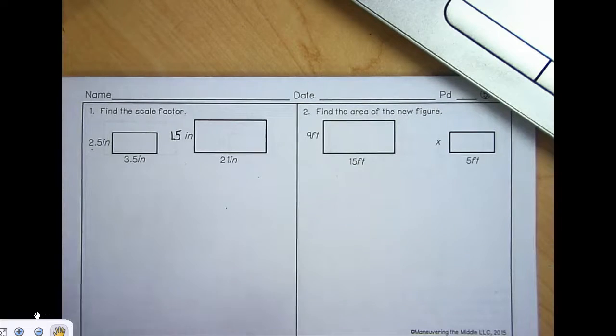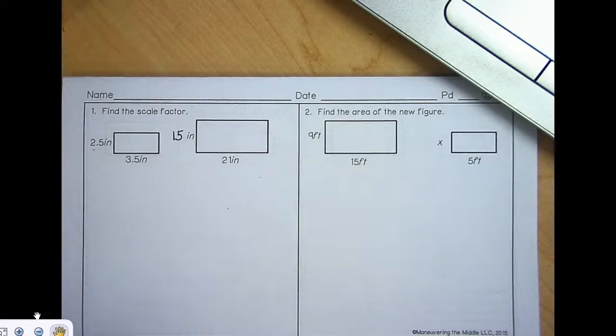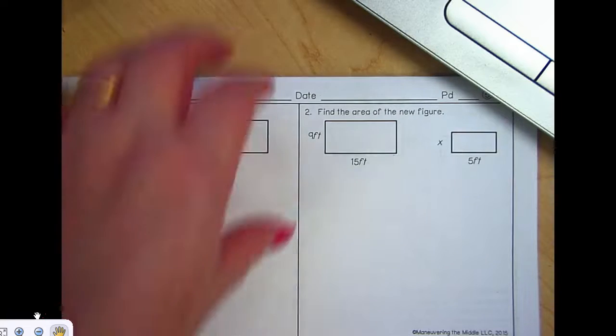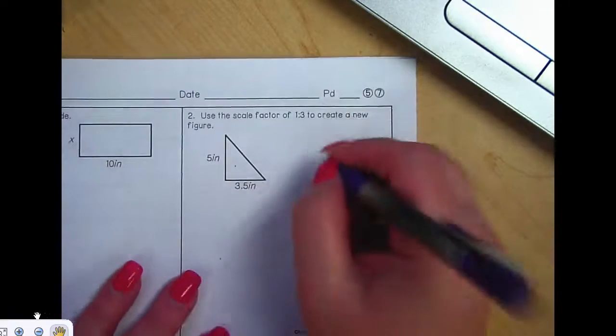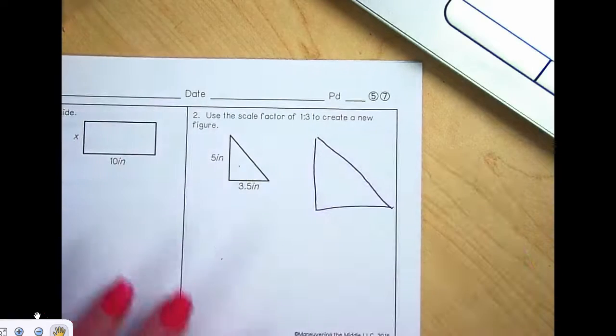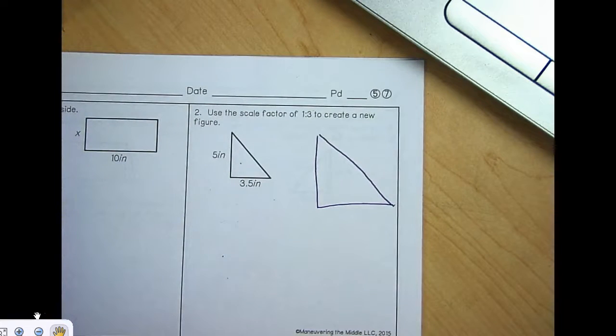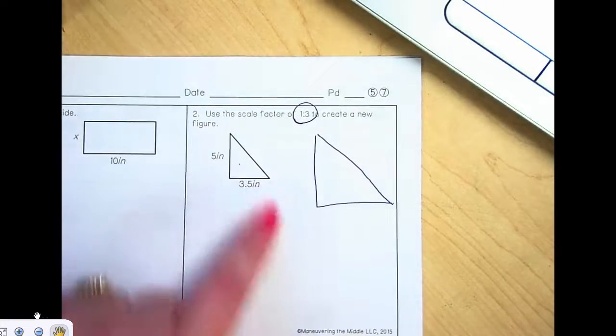What are we doing to the dimensions of this one to get the dimensions of that one? Anybody know? So we're having a little bit of a struggle thinking about this one. Let's look back at this. So 57, we did this one on Monday, right? And it says use the scale factor of 1 to 3 to create a new figure.